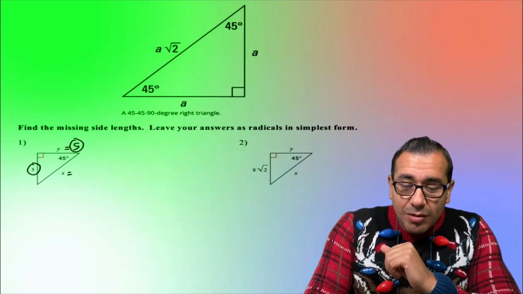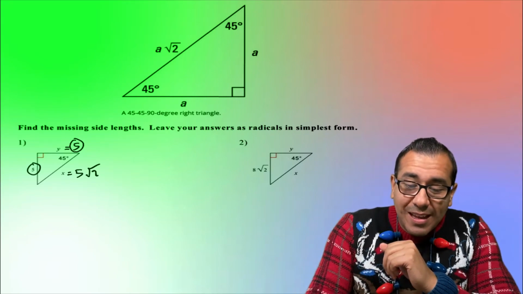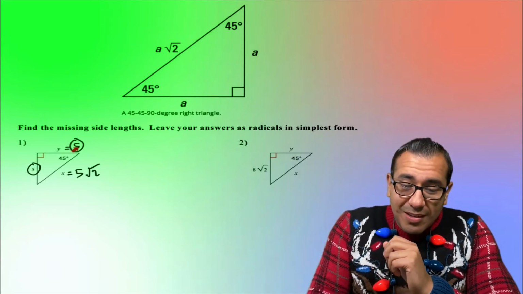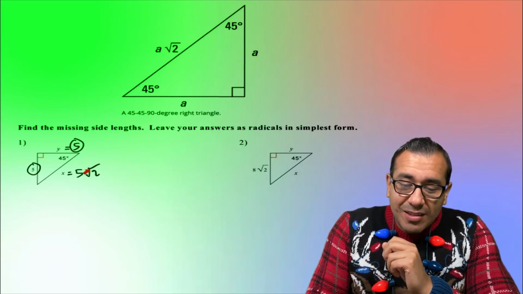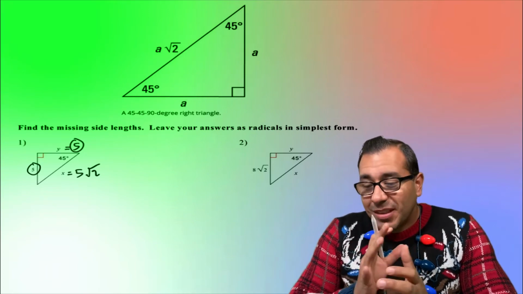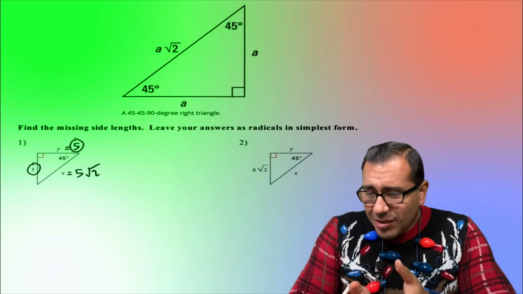Well, the hypotenuse is equal to 5, and all we do is tag on that square root of 2. So again, whatever the length of one of those sides is, all we do for the hypotenuse is tag along the square root of 2 and you're done. It's that easy. But there are some that are a little bit more complicated, so let's check out those. Let's look at number 2.